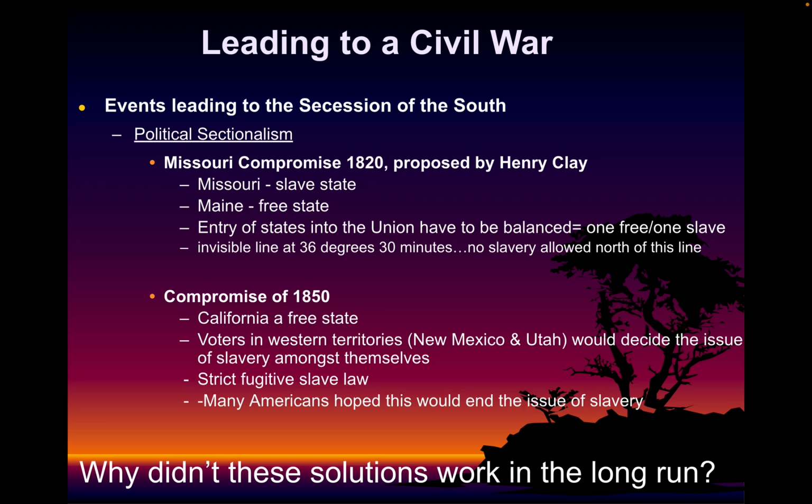And for the most part, Americans hoped this would end the issue of slavery by just saying, all right, California gets this. Free states, you get a new state. Slave states, you get this new slave law. We're going to let territories decide for themselves, and we're going to hope this kind of ends it.